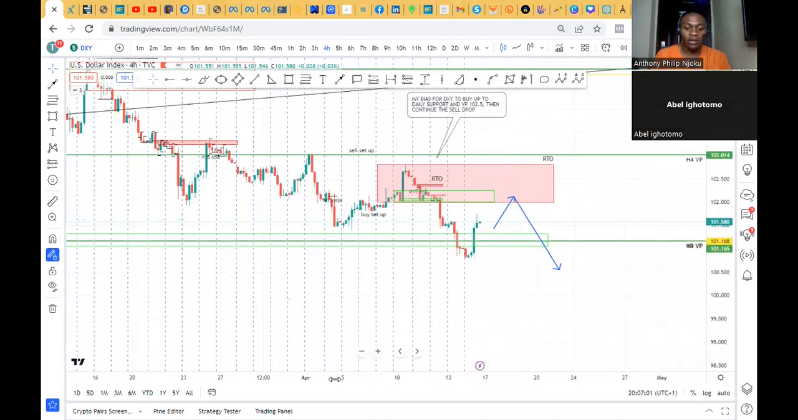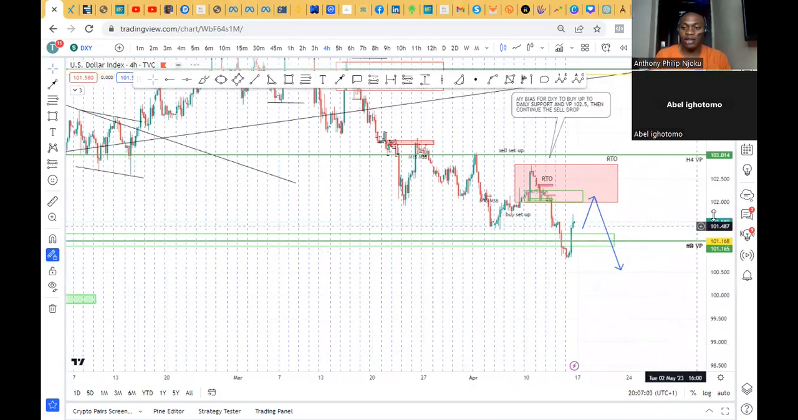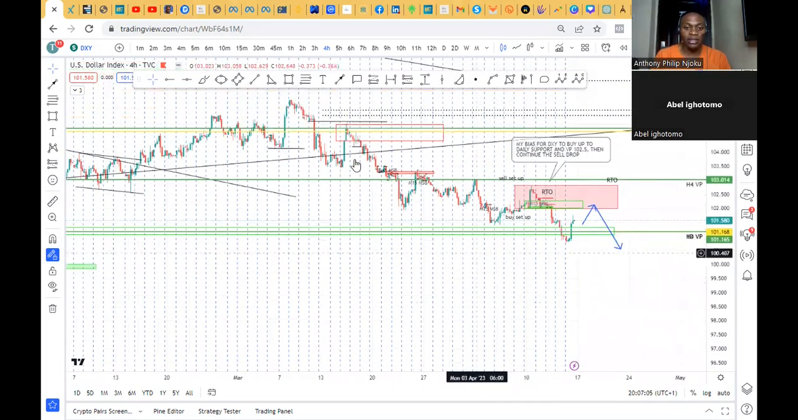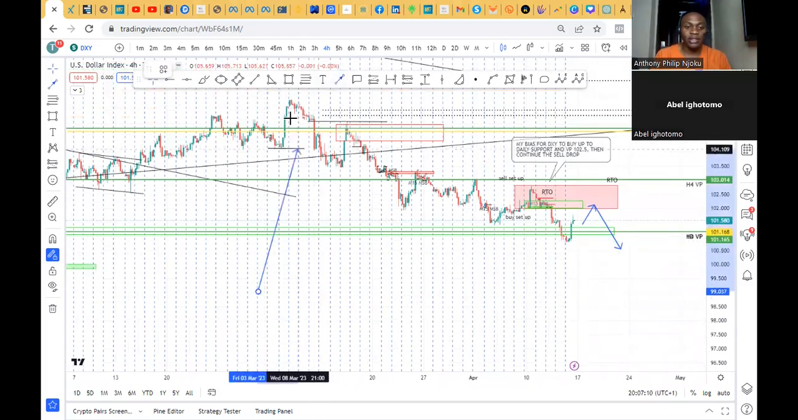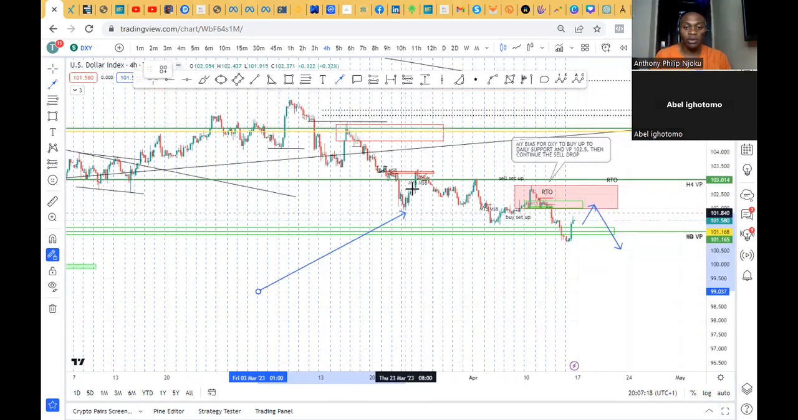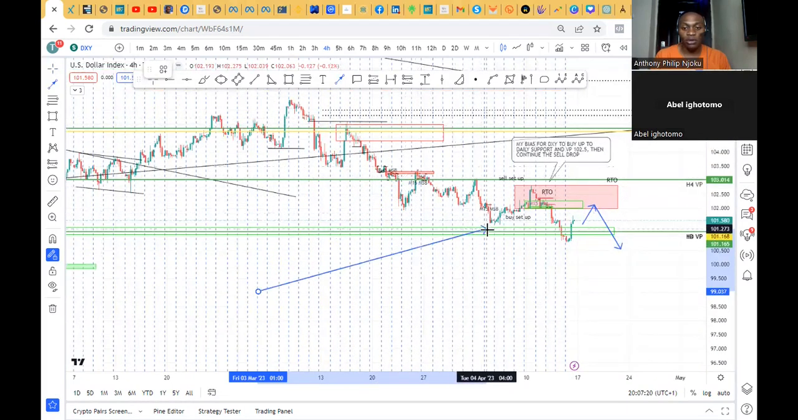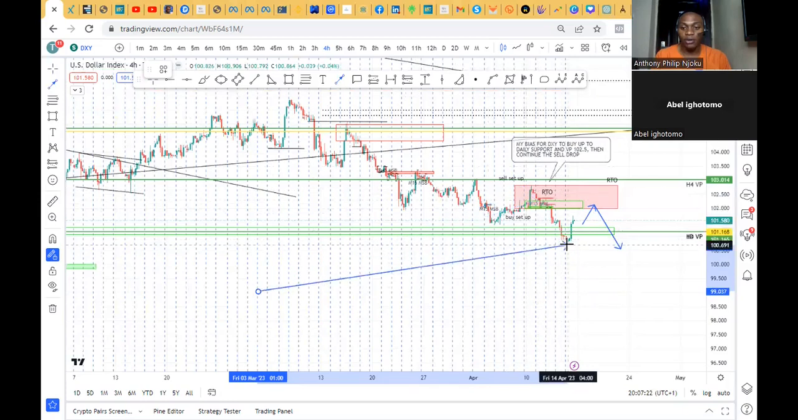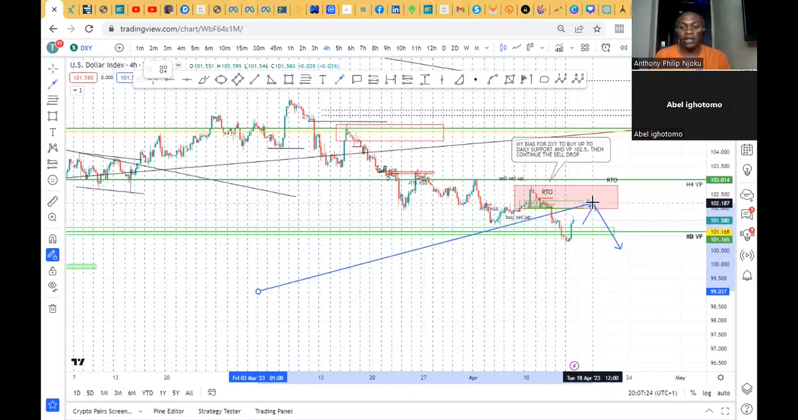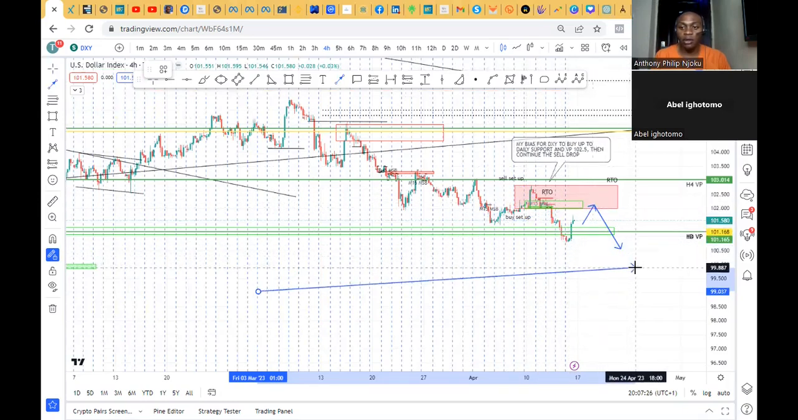And if you look closely, DXY has been trending to the downside. This is a downtrend: a lower high, a lower low, a lower high, lower low, lower high, lower low, lower high, lower low. So I'm expecting it to create another lower high, then a lower low.